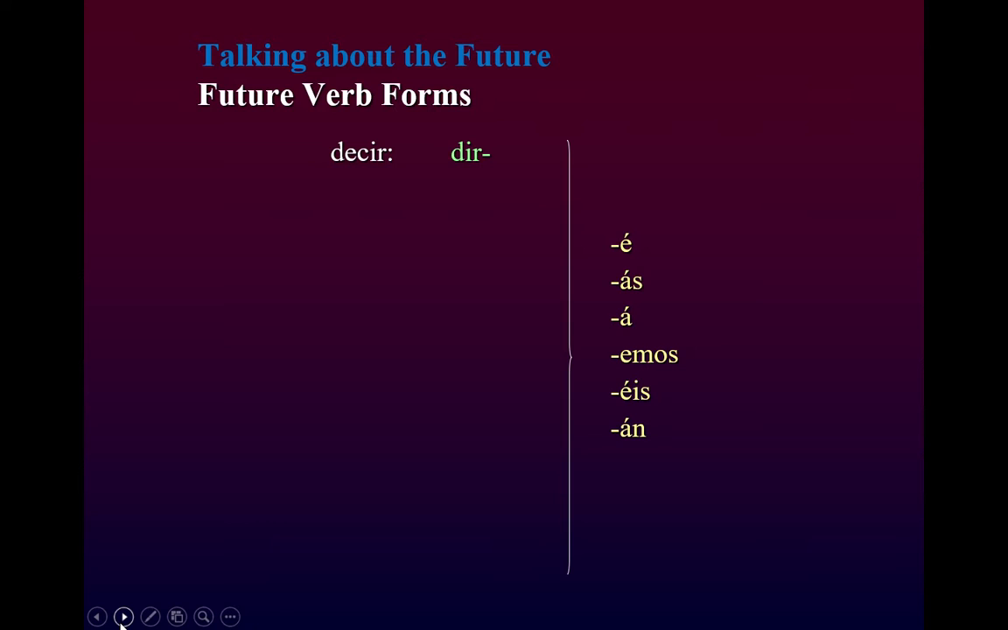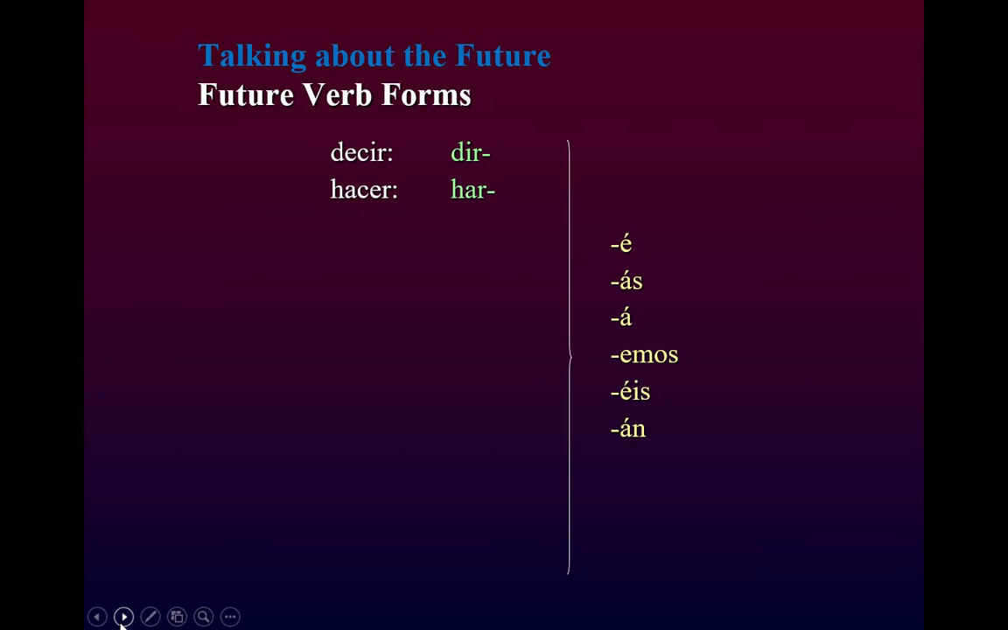So if you want to say, what will I say? We would say in Spanish, ¿qué diré? Or if you wanted to say, what will he say? ¿Qué dirá? Because dirá would be the form for he. And you need to practice saying those over and over to yourself, so you can get into your memory the way the verbs would sound in the future.